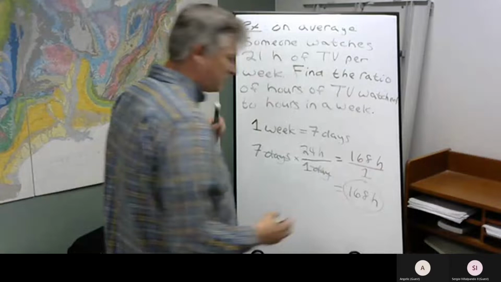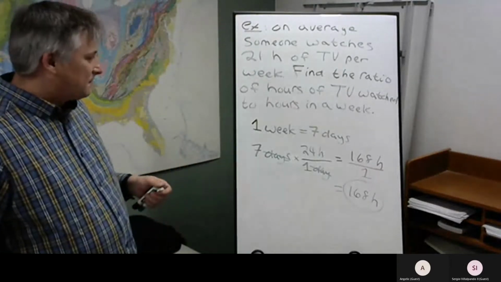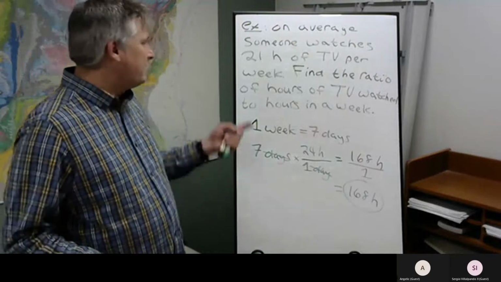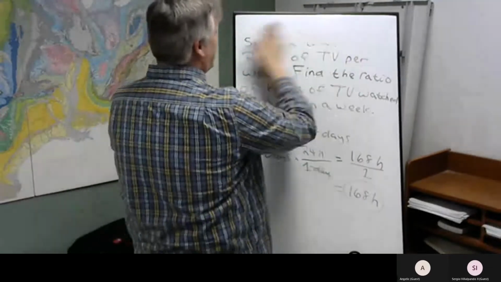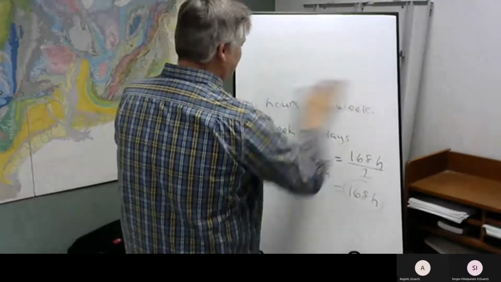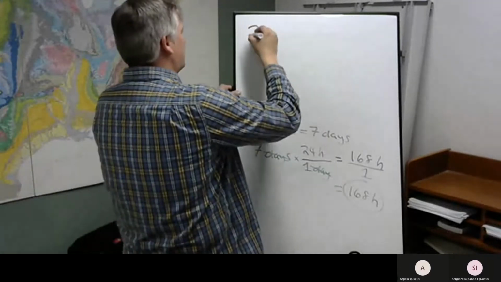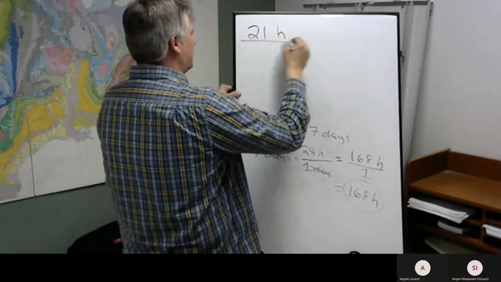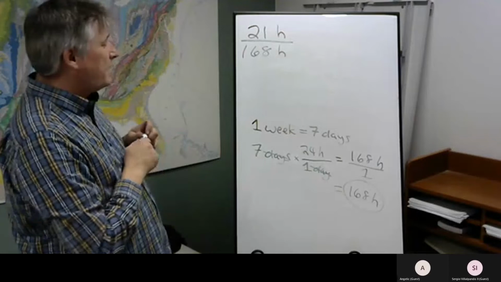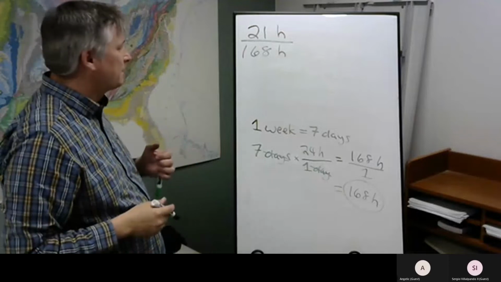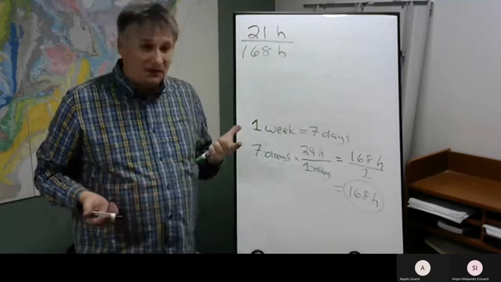I'm just going to circle this. It's a sort of preliminary thing. So we've got 168 hours. Now, someone is watching 21 hours of TV per week. So to compare hours of TV to hours in a week, there's the TV hours, and there's the week hours. And what we can try to do here, we can try to reduce this. So what's something that can divide into 21 and say divide into 168?